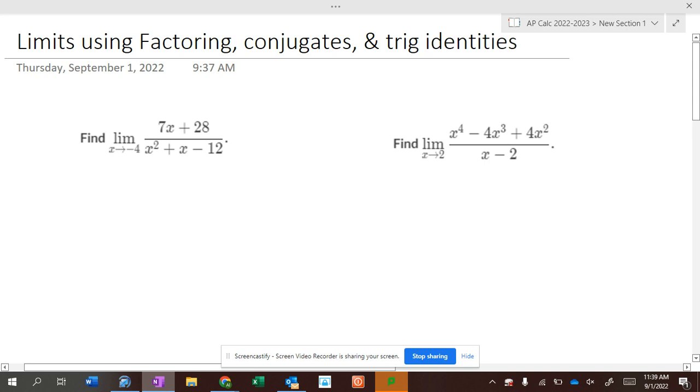All right, we're gonna find limits using factoring, conjugates, and trig identities before lunch. We might extend it into after lunch a little bit, but okay.